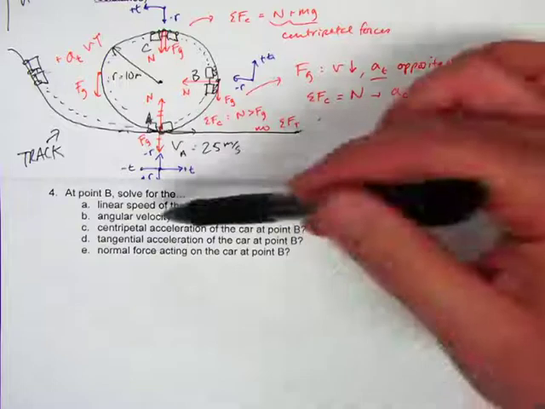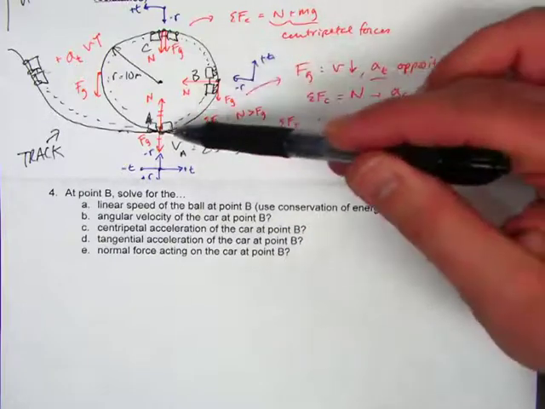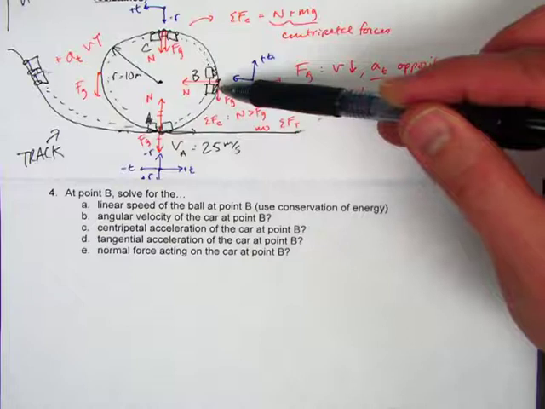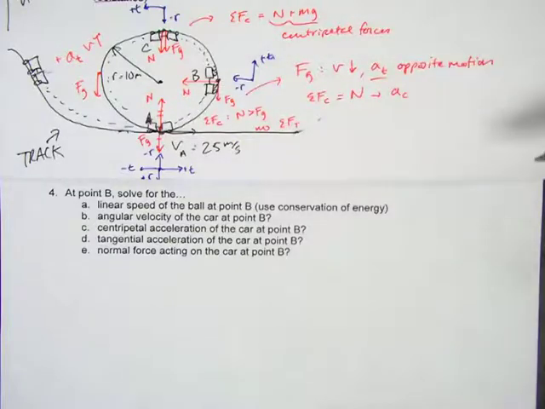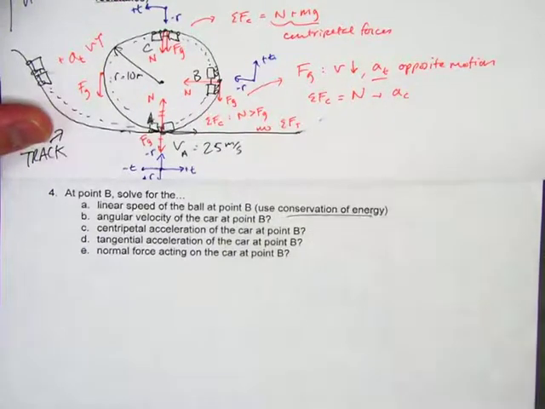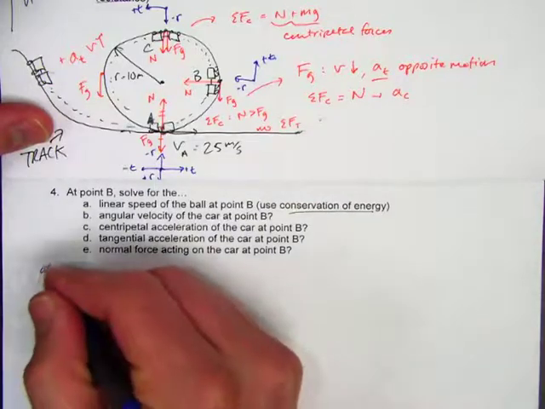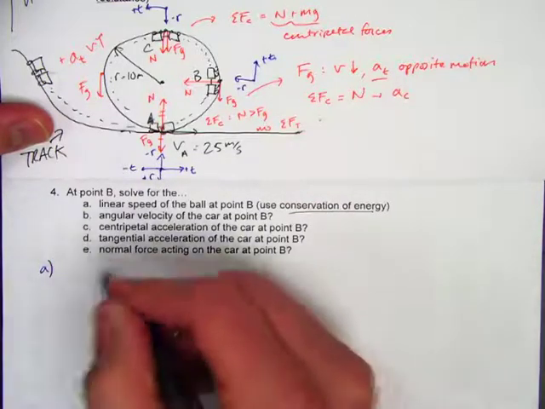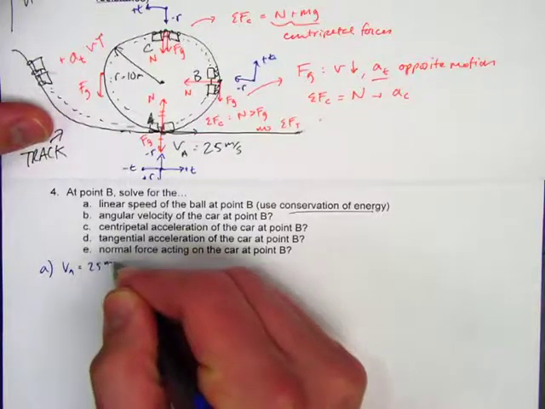So if I want to find the linear speed of the ball at point B, it's really hard to use dynamics because the acceleration is constantly changing from point A to point B. But again, when we have curves and we have changes in elevation, just like we did first semester, we're going to want to apply conservation of energy in order to model and solve these types of problems. So for the first one, finding the linear speed at B, remember that we knew the linear speed at A was 25 meters per second.